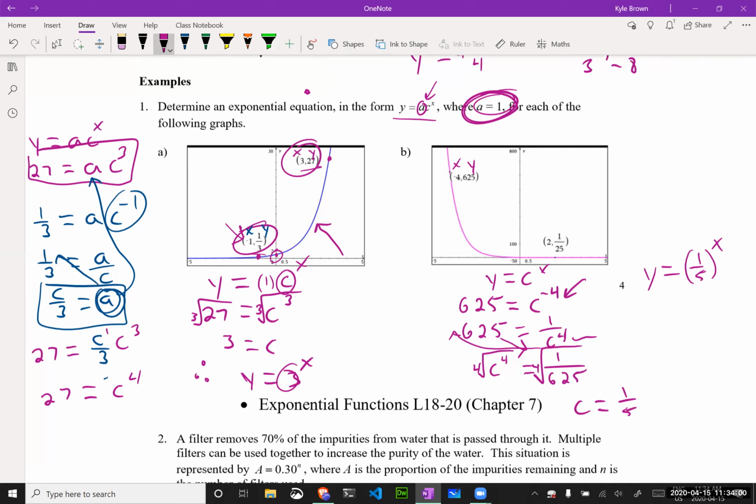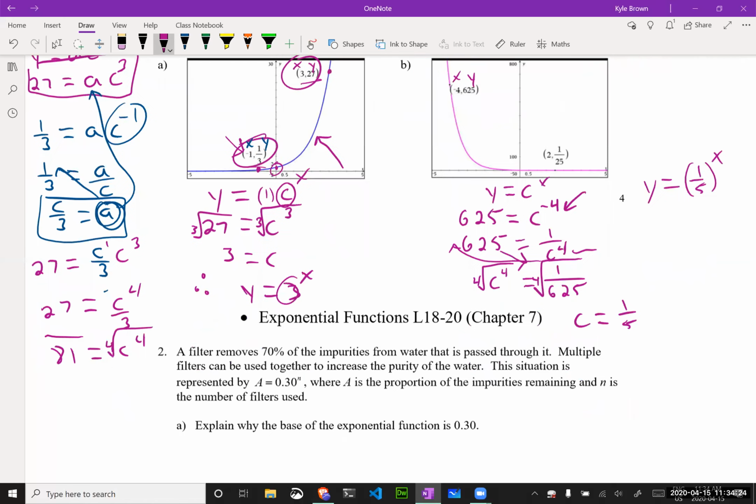And that's all over 3. So I'm going to multiply that by 3. We end up with 81 is equal to C to the power of 4. And then at this point, we'll go, okay, well, fourth root.